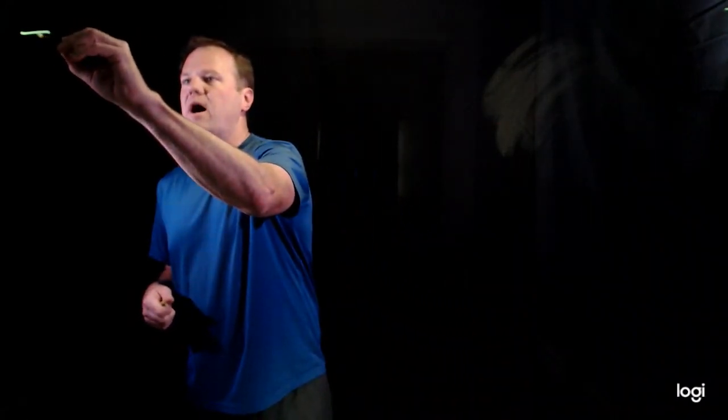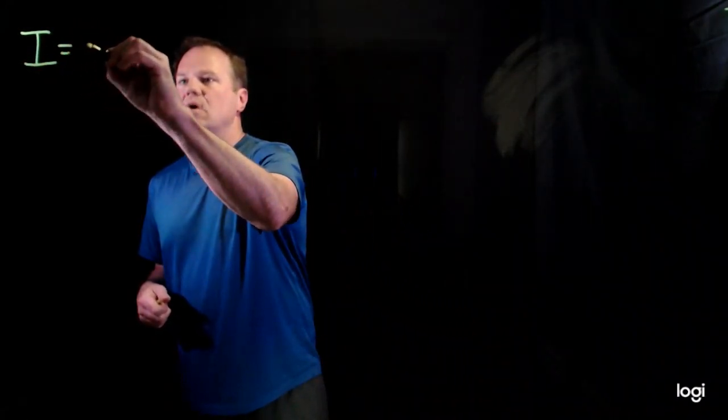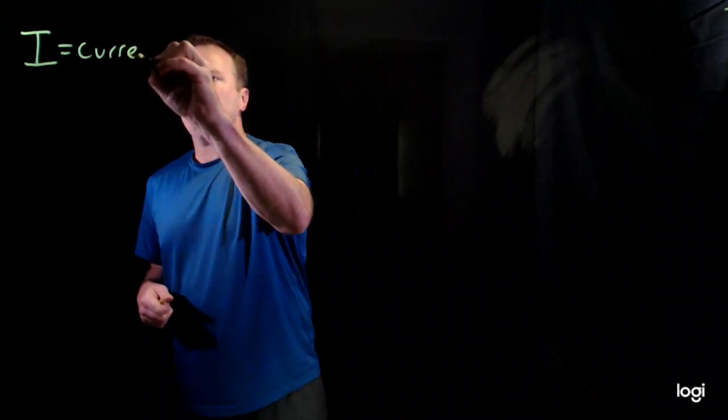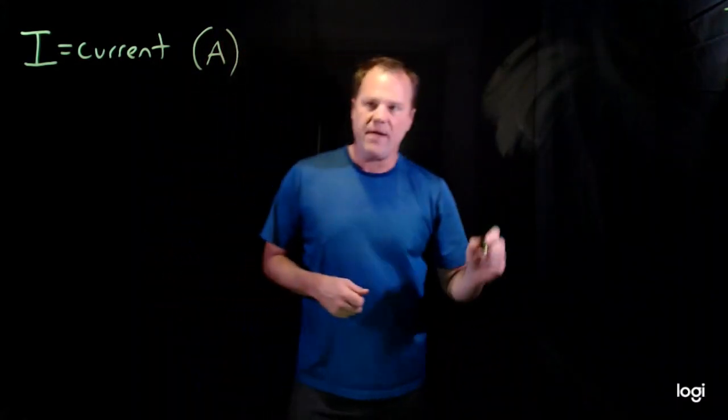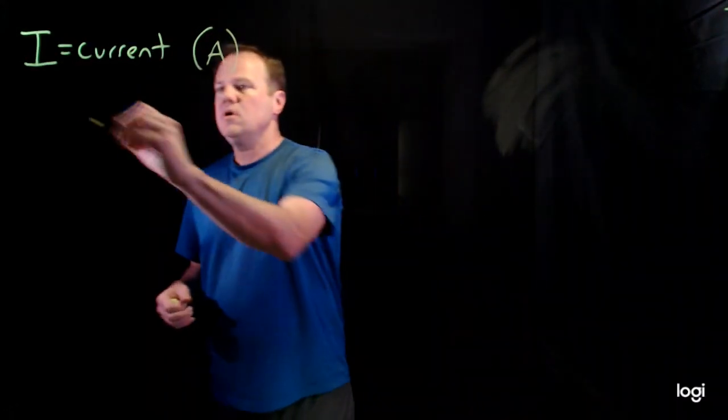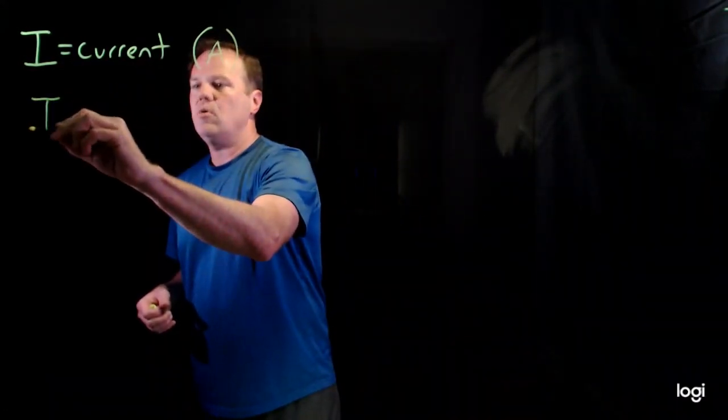Hi, we're going to start off this chapter with the concept of current. So the symbol for current is the capital letter I, and it is typically measured in SI units of amperes. Capital A is the abbreviation for that. The definition of current is the rate of flow of charge.